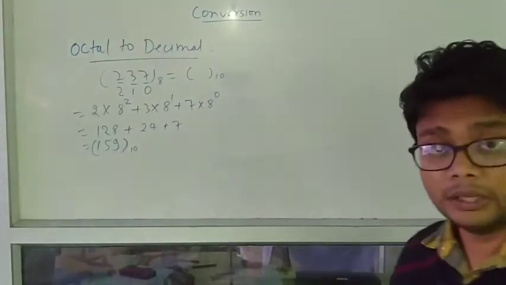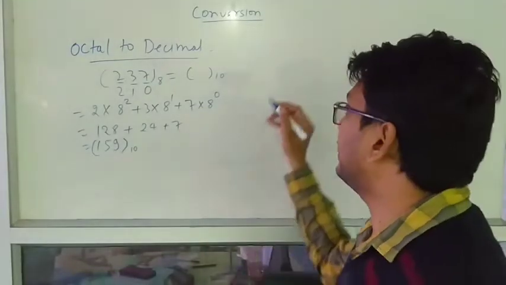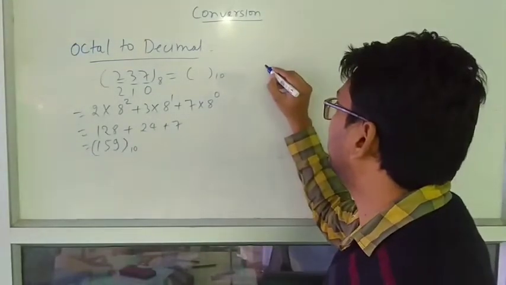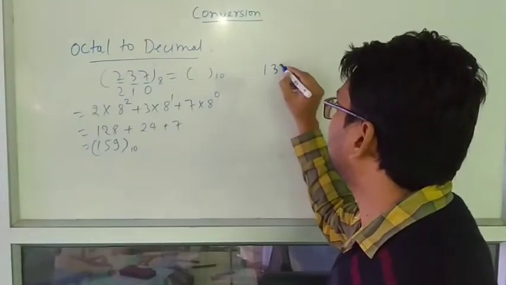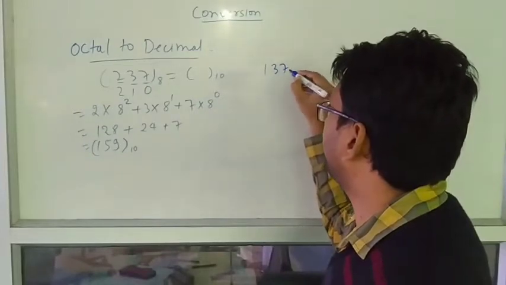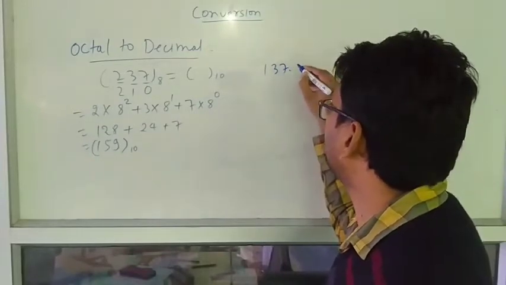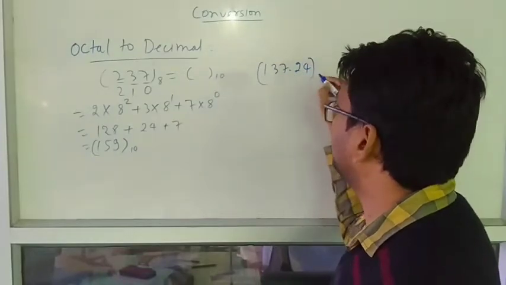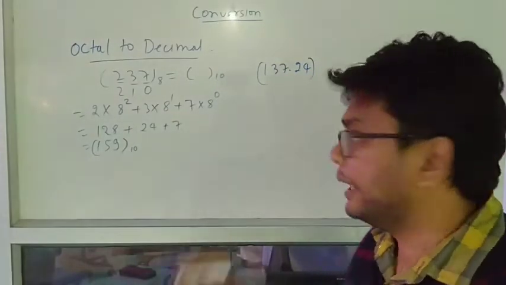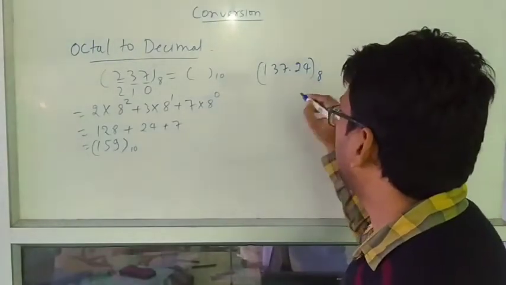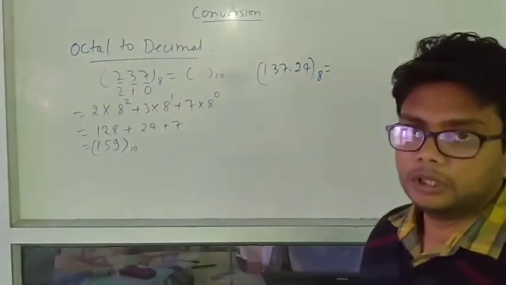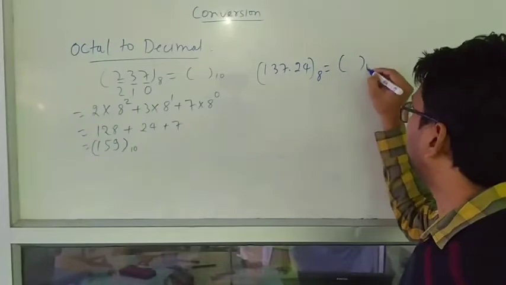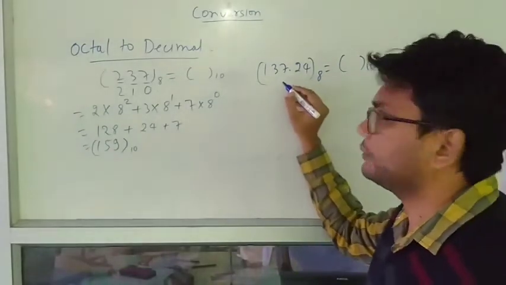And suppose again a fraction part is there, like if we have a number like 137.24, suppose the number is given with the fraction value, and it is in octal form, and you want to convert it into the decimal one, then what we have to do is again follow the same procedure.